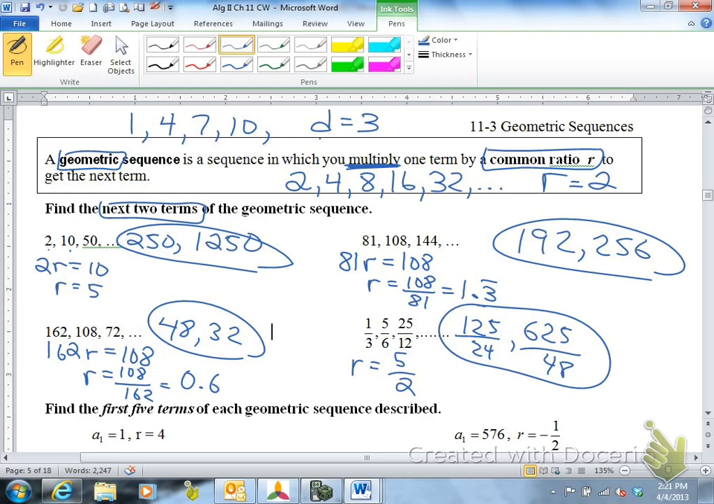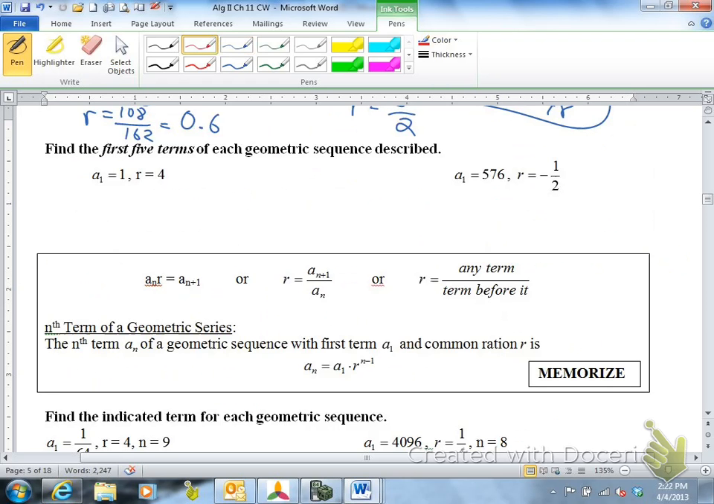And the next example we have, write the first 5 terms. You're given the first term is 1, and you're given r, which is what to multiply by to get to the next term. So you'd have 1, 4, 16, 16 times 4, 64, times 4. Be careful with a question like this.